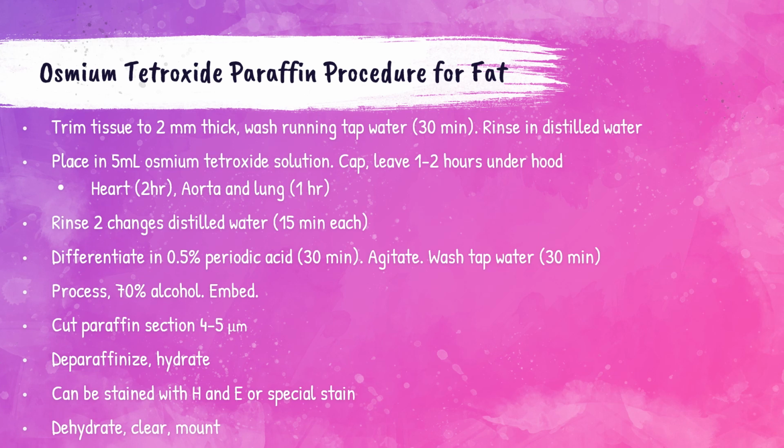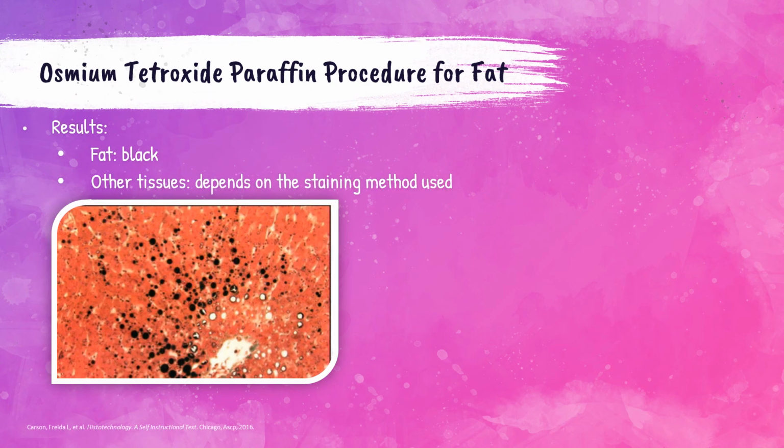The tissue then can be deparaffinized and hydrated. It can be stained with a routine H&E stain or with any special stain as desired. Masson trichrome is a great counterstain for osmium fixed tissue sections. After staining, the section should be dehydrated, cleared, and then mounted with synthetic resin. When stained with the osmium tetroxide paraffin procedure, fat will be black in color.